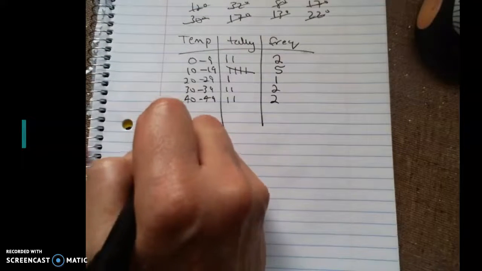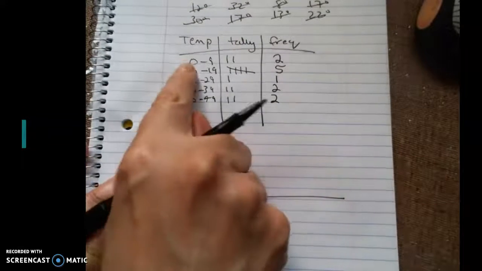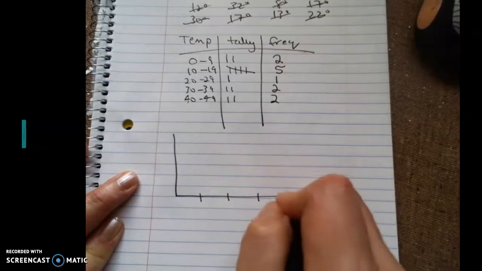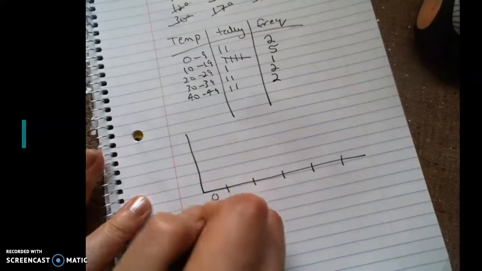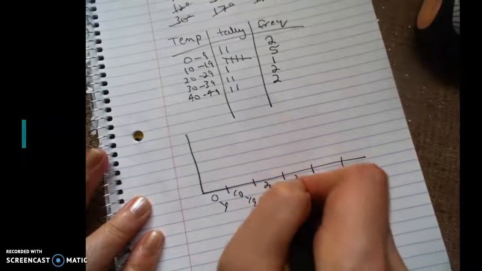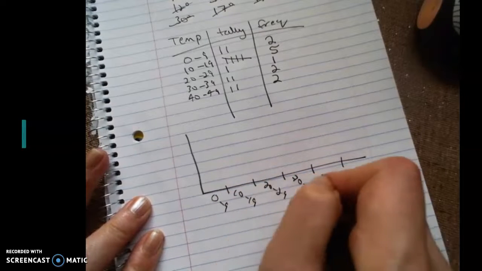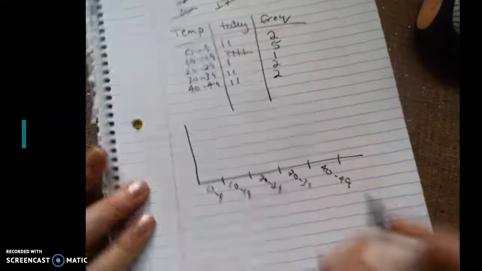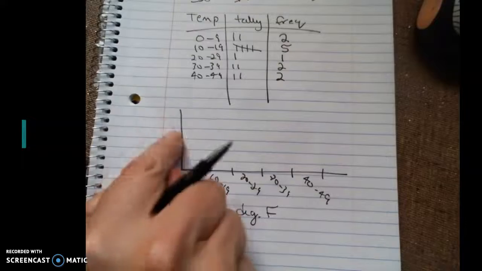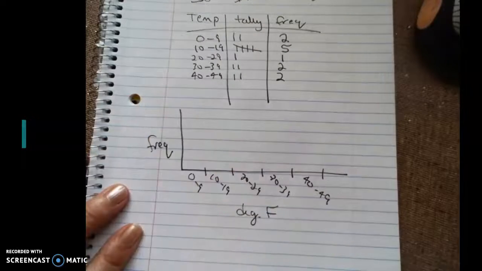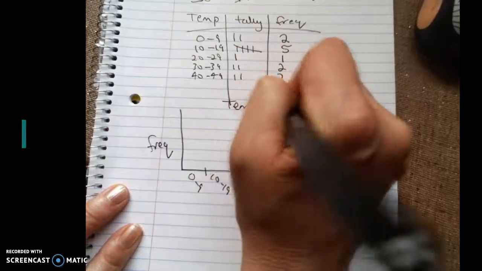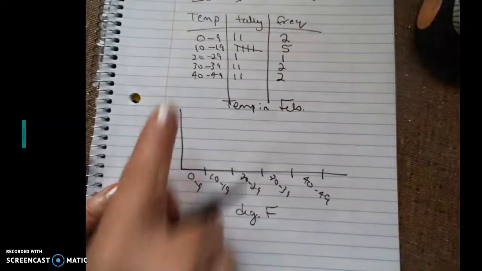So if I graph it, they're going to touch because once you get out of one temperature range, you go into the next range. So I'm going to make these equally spaced and they are going to touch. So this is 0 to 9, 10 to 19, 20 to 29, 30 to 39, and 40 to 49. And make sure in graphs you label. So this is degrees Fahrenheit. And then frequency always goes over here. And then a title like, I don't know, temperatures in February or something like that. And then you make your bars.